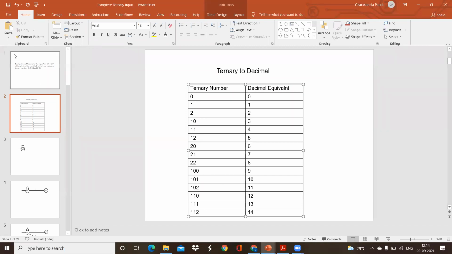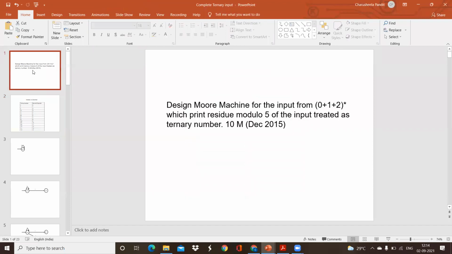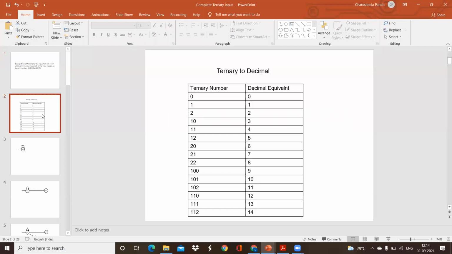Now, what we have to do is, the ternary input is given. That means there will be some number, and that number will be in the ternary number system, and we have to divide that number by 5, and we have to check what is the remainder, right? This is the problem. So after getting the decimal equivalents for the first 14 ternary numbers, we will start with the problem.